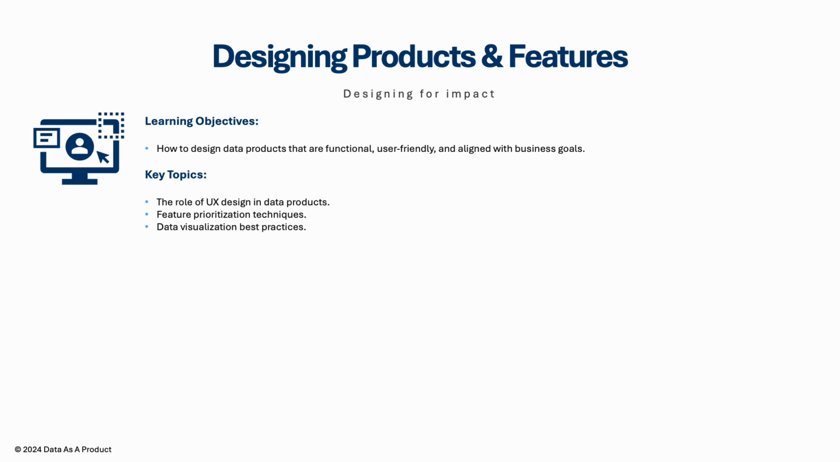By focusing on user-centric design and thoughtful feature prioritization, you ensure that your data products are not only useful, but you enhance the overall user experience, leading to greater adoption and satisfaction. In summary, designing impactful data products involves combining user insights with smart design principles to create features that are both valuable and easy to use. This is how we turn raw data into a powerful tool for our users.